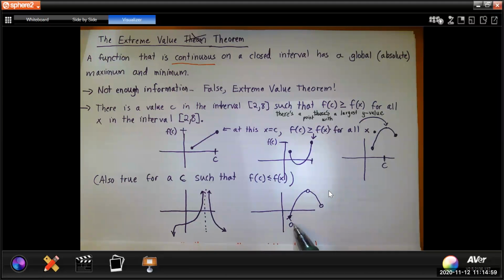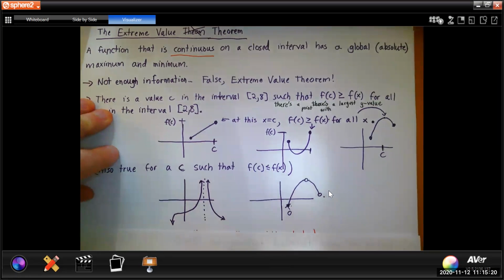And then I got the special one I cooked up in the laboratory. Check out this one. So if I've got an open point here, here, and here, this function on this interval, it's not continuous and it doesn't have a highest point and it doesn't have a lowest point. How about that? That's why the function has to be continuous for the extreme value theorem to be true.